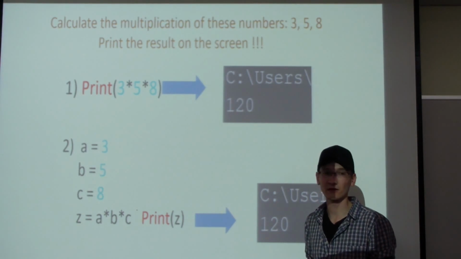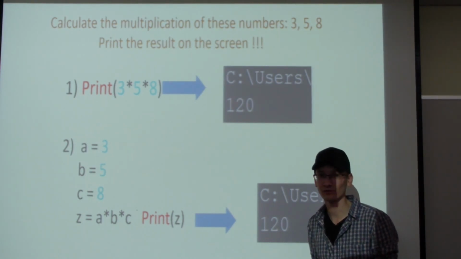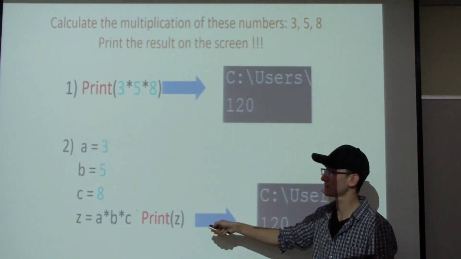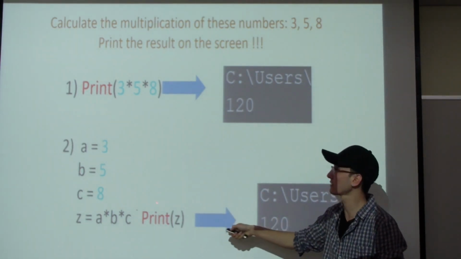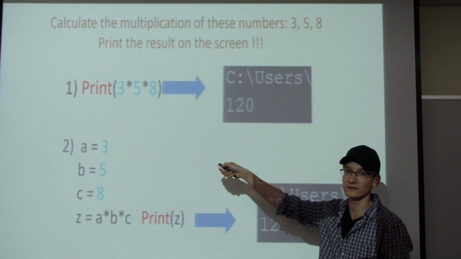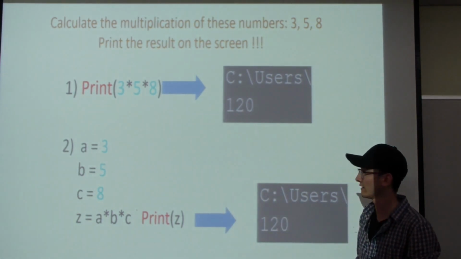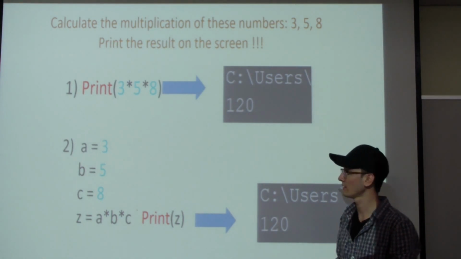It's a difficult way, yeah? It is not reasonable, you know. You don't have to do this. This is a waste of time. You can do this calculation inside the print function. We have an easy way, and the first way is the easy way, yeah?